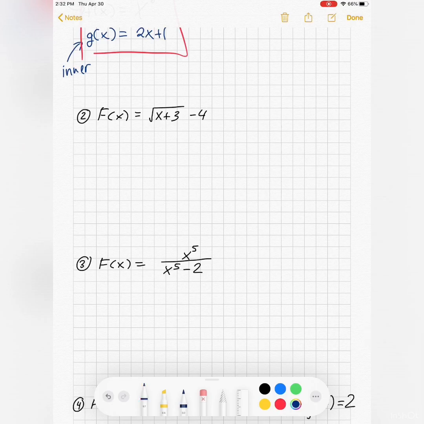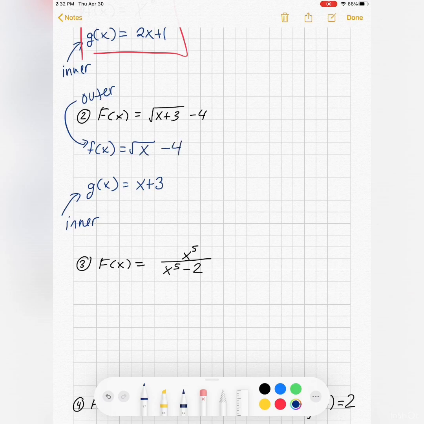Okay, what about this one? Same thing. My inner, my outer. This one I have a couple ideas. What if I choose this to be the inner piece? Then would this work for the outer piece? So then I would plug this in here, subtract 4, and I'd have that. Looks good. This one I have another idea.